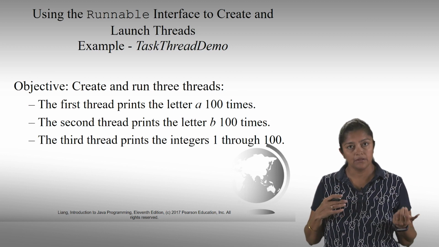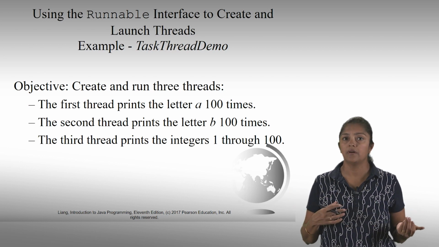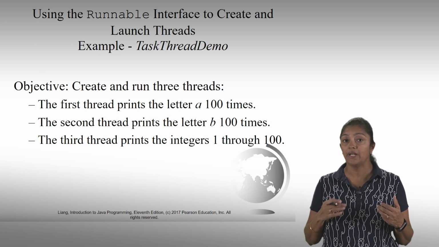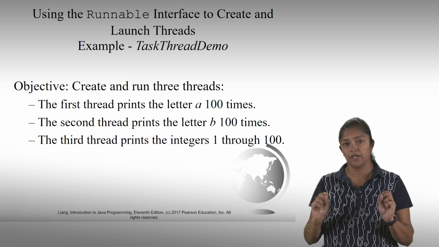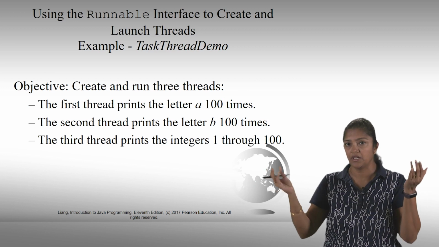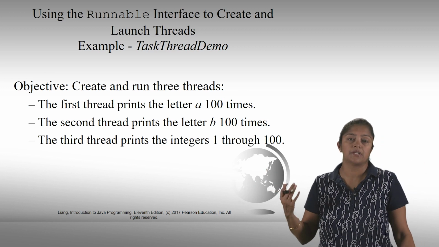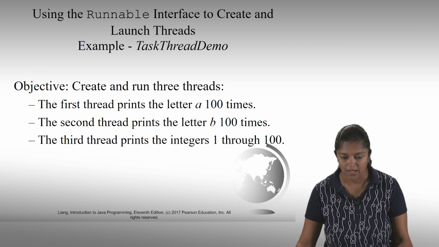The purpose of the second thread, we wanted to print the letter B 100 times. And then there's a third thread, and we want it to print integers 1 through 100. So basically we're creating these 3 threads because all of them are given their task, and then they can independently execute and process those instructions. So let's look at this example.